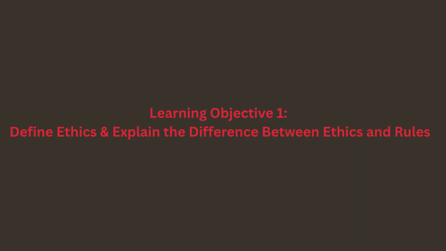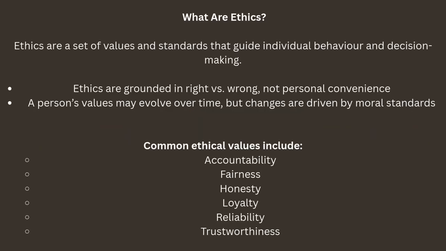Learning Objective 1. Define ethics and explain the difference between ethics and rules. What are ethics? Ethics are a set of values and standards that guide individual behavior and decision making. Ethics are grounded in right versus wrong, not personal convenience.